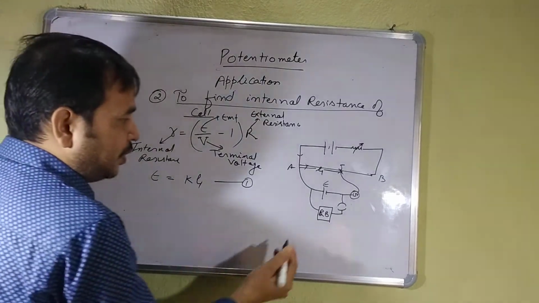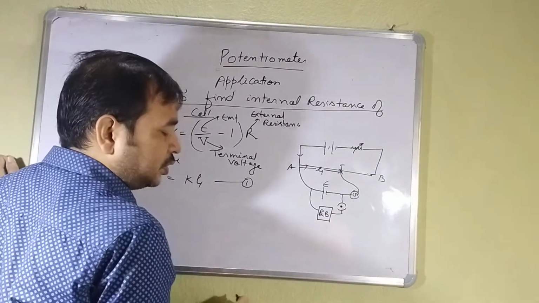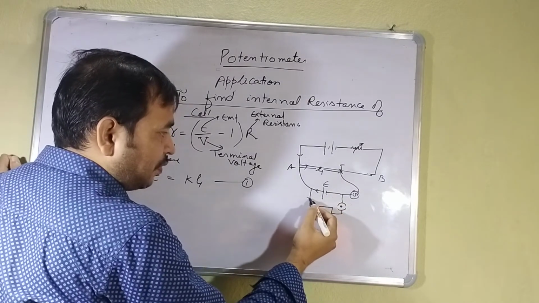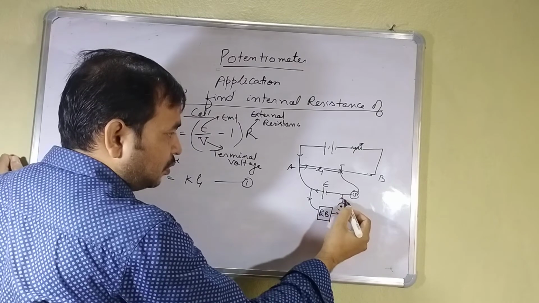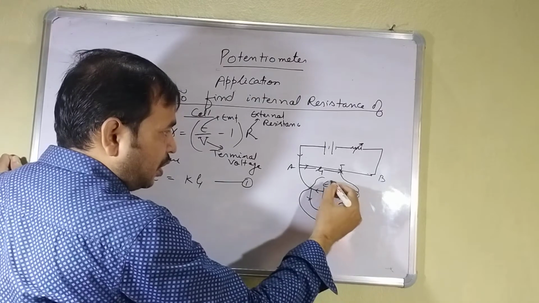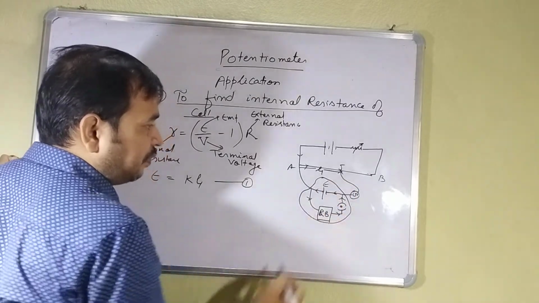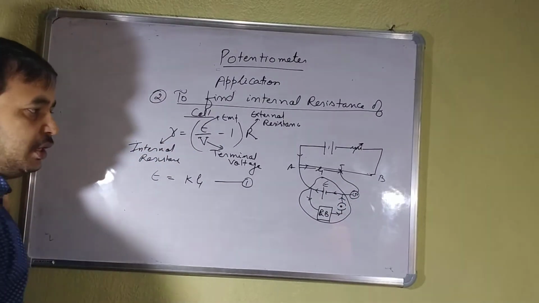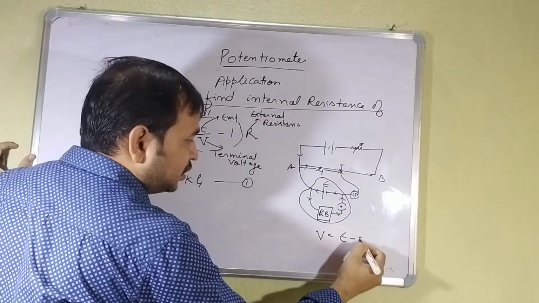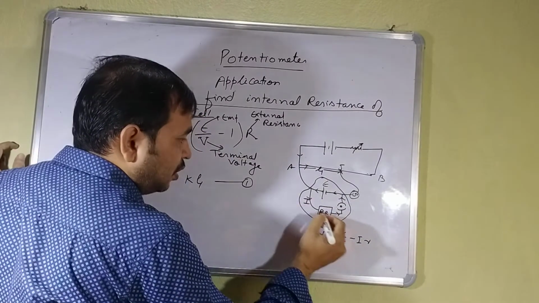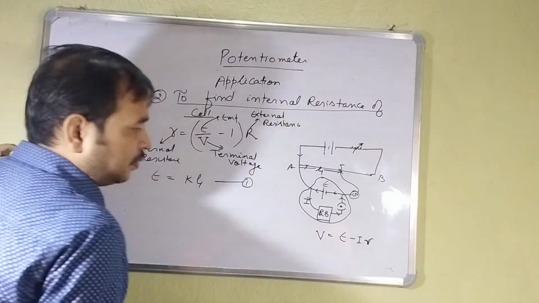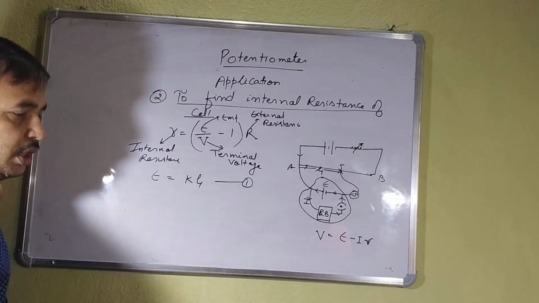Now in the second step, what we have to do? We have to close this key. When you close it, a current will start from this cell and pass through the resistance box. So this arrangement we have already discussed. Now the potential difference between the two terminals of the cell is known as terminal voltage, and that is E minus I into r. Suppose current I is flowing, so E minus I r, where r is the internal resistance of the cell. Clear?